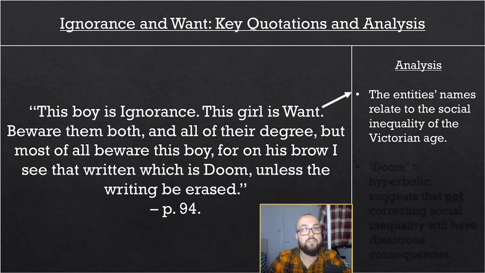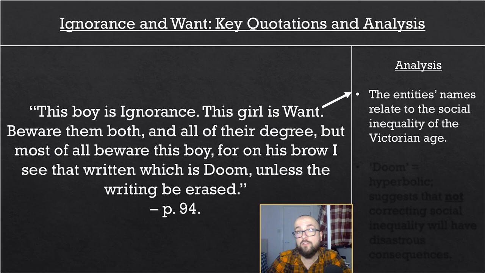Similarly, want would have been one of the major problems caused by social inequality, and clearly indicates poverty. Want is experienced when one does not have something, which is pretty much the underlying condition of poverty. People living in poverty in Victorian England did not have enough money, enough food, sufficient housing, sufficient rights, and so on. Through their names then, ignorance and want explicitly relate to the symptoms of social inequality.